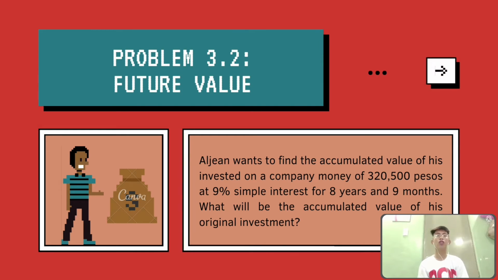Andyan wants to find the accumulated value of his money invested in a company, 320,500 pesos at 9% simple interest for 8 years and 9 months.